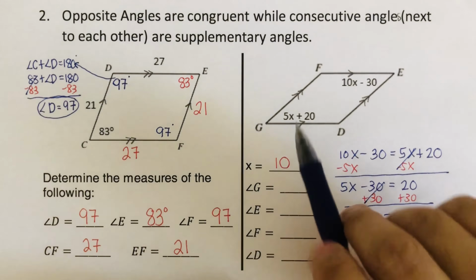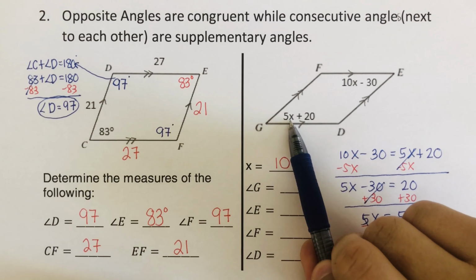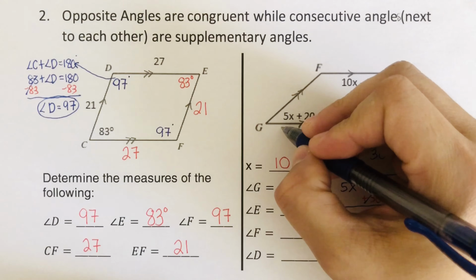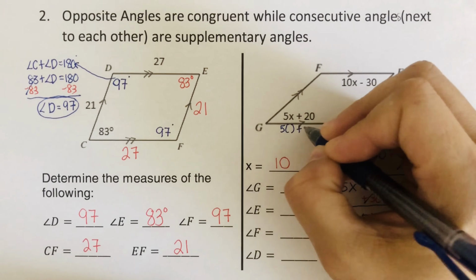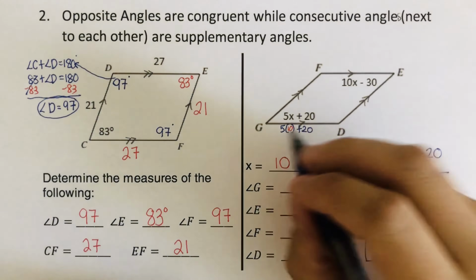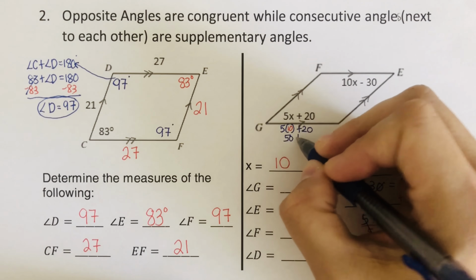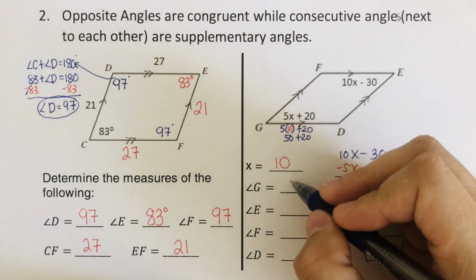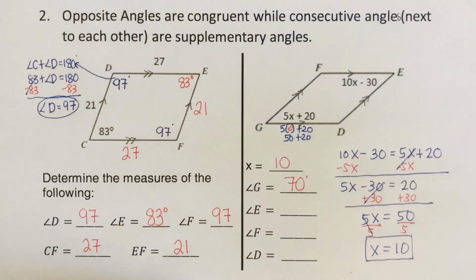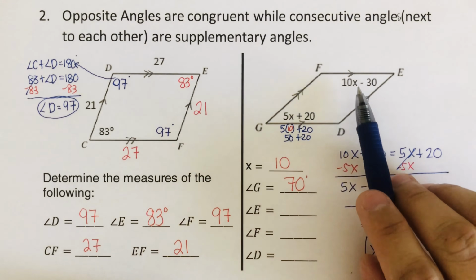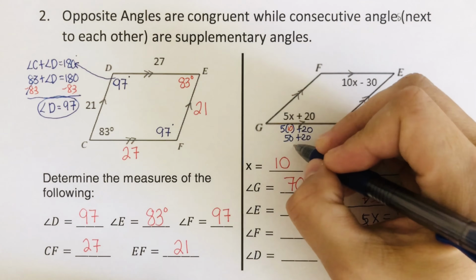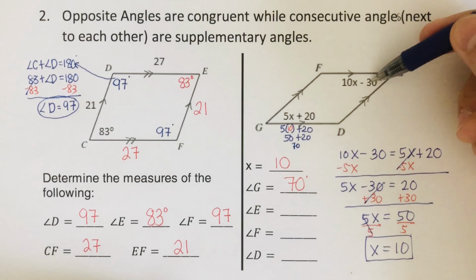So we wanted to determine the measure of angle G. We already have x, so we plug it in: 5 times x plus 20. Again, our x is 10. So 5 times 10 is 50, plus 20. So angle G is 70 degrees. So this is 70 degrees. And I know that opposite to this should also be 70. So this side right here, by the way, is 70. So I'm expecting that this side is also 70.